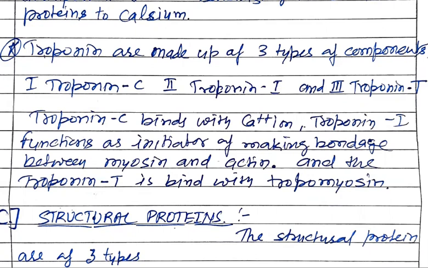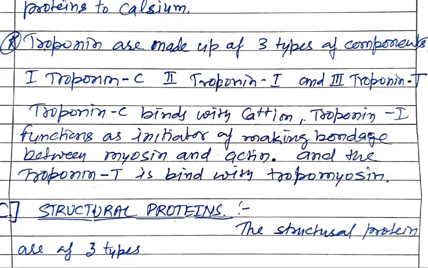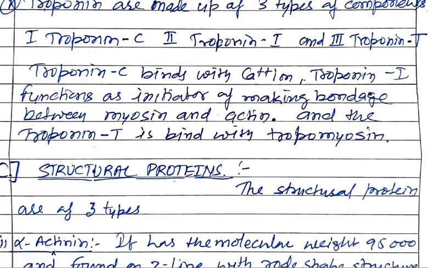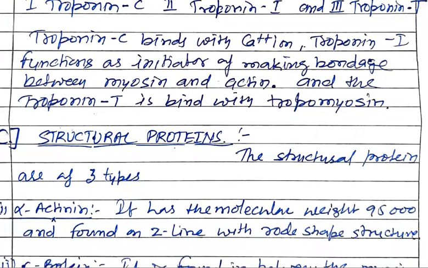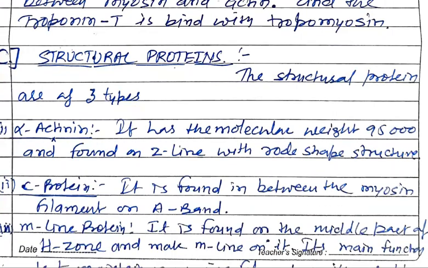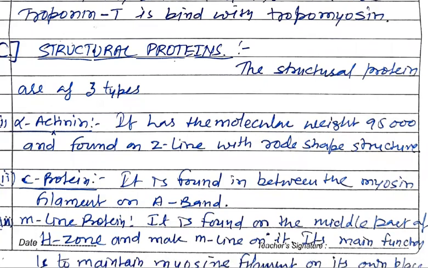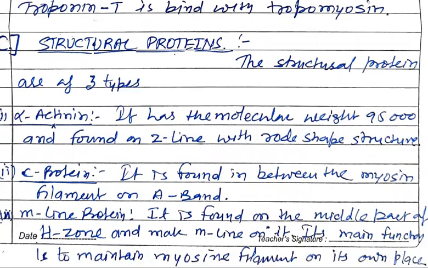The third type of proteins are structural proteins. The structural proteins are of three types: alpha actinin, C proteins, and M line proteins.